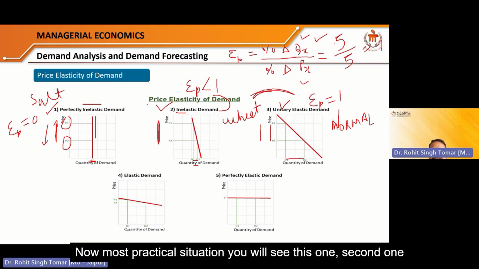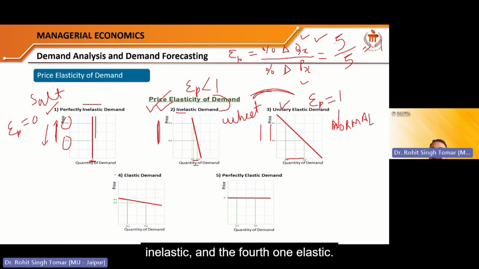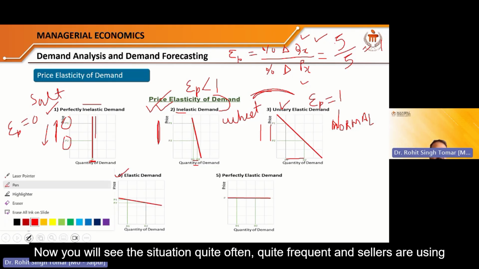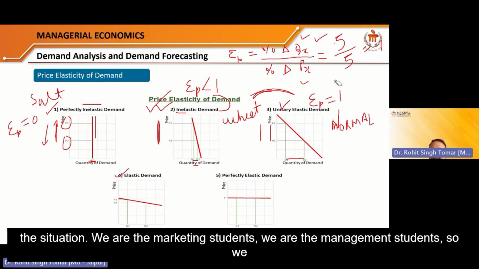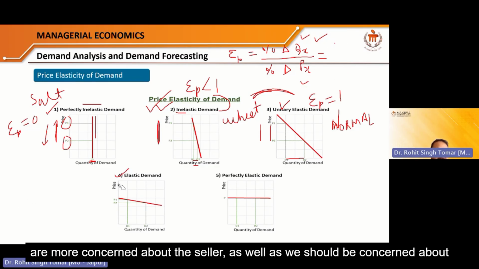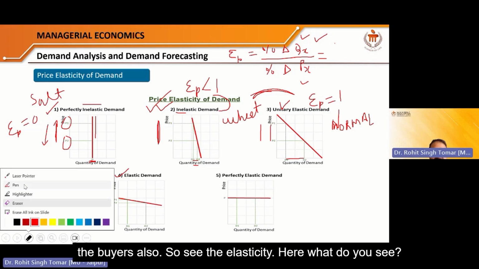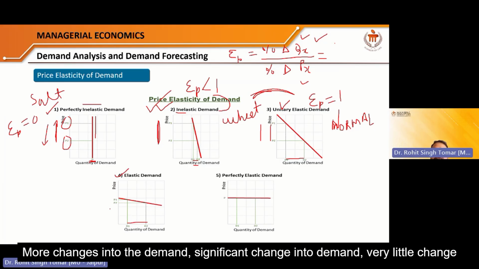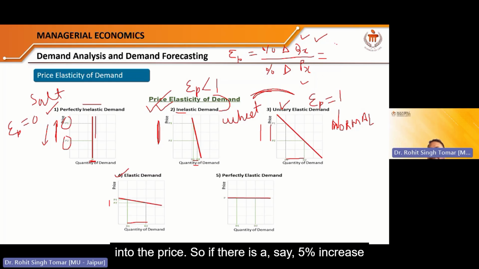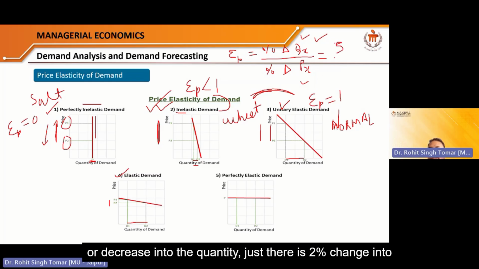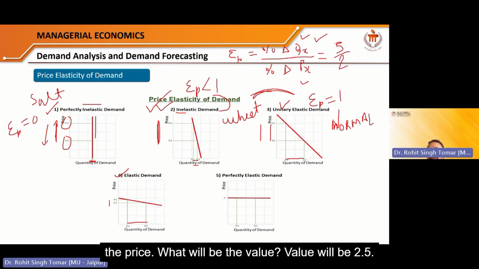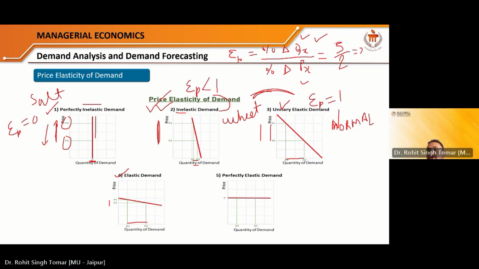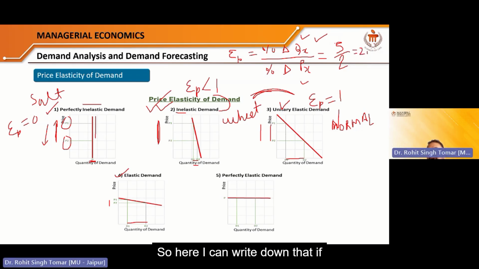Now, look, the most practical situations you will see are this one, the second, inelastic, and the fourth, elastic. You will see this situation quite often, quite frequently, and sellers are using it. We are marketing students, management students, so we are more concerned about the seller, as well as we should be concerned about the buyers also. So see the elasticity here. What do you see? A significant change in the demand, very little change in the price. So if there is a 5% increase or decrease in the quantity and just a 2% change in the price, what will be the value? The value will be 2.5. 2.5 is greater than 1.